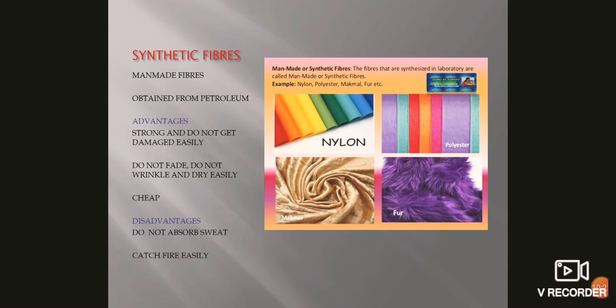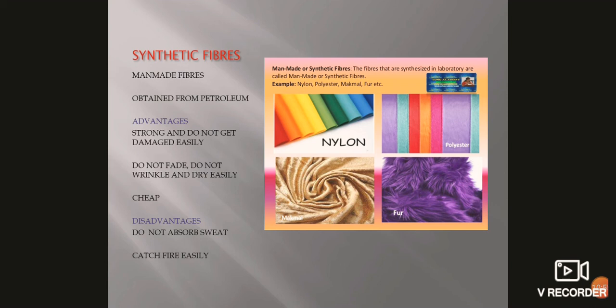Next is the category of synthetic fibers. They are man-made fibers obtained from petroleum. So how do they get it? The raw material for the synthetic fibers is very similar to plastic. It is melted and it is passed through very tiny pores in order to get the synthetic fibers.